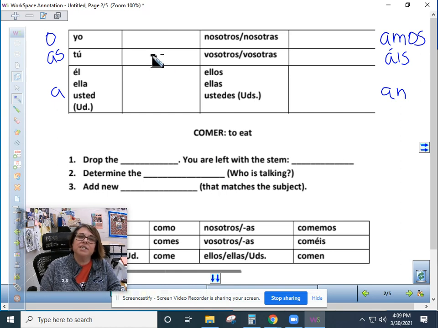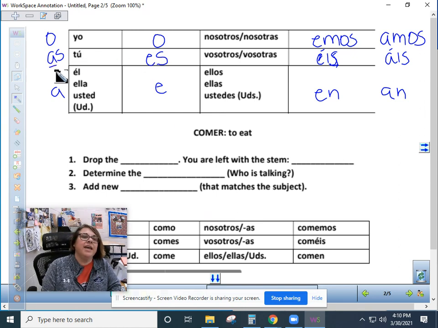So now ER verbs, it's really simple. It's going to be O for yo, same thing. Now I want you to notice something. What do you notice? There's a pattern here. Notice the pattern, guys. Basically, you've taken the A's and changed them to E's. Do you see that? AR verb, ER verb. Makes it easy, right? So just switch out your A's for E's, and then you're golden.